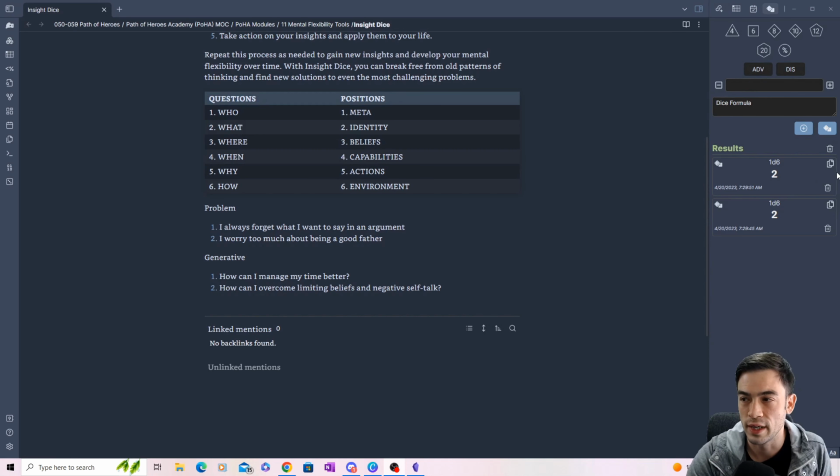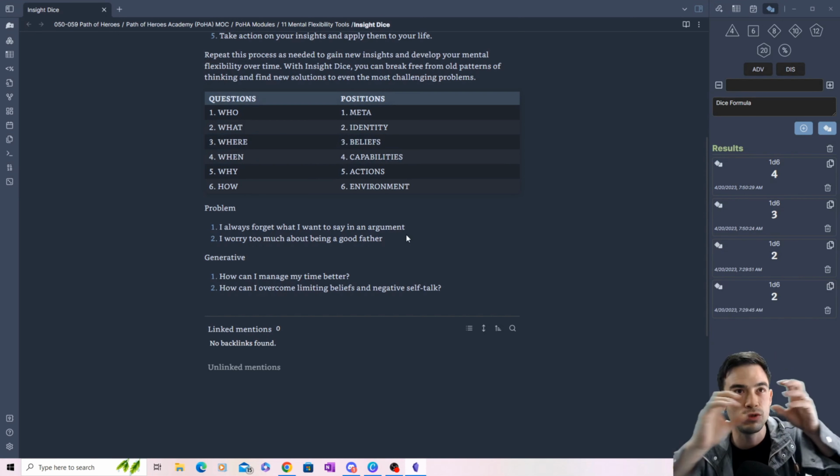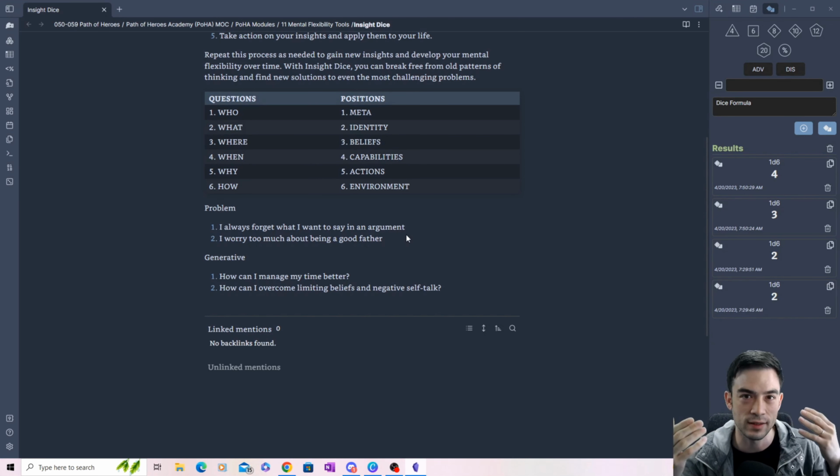So I'm going to roll 2 dice on the side. I just have these dice. Okay, 3 and, okay, 3 is where, and 4, capabilities. So I need to fuse those together and make a question to ask myself.